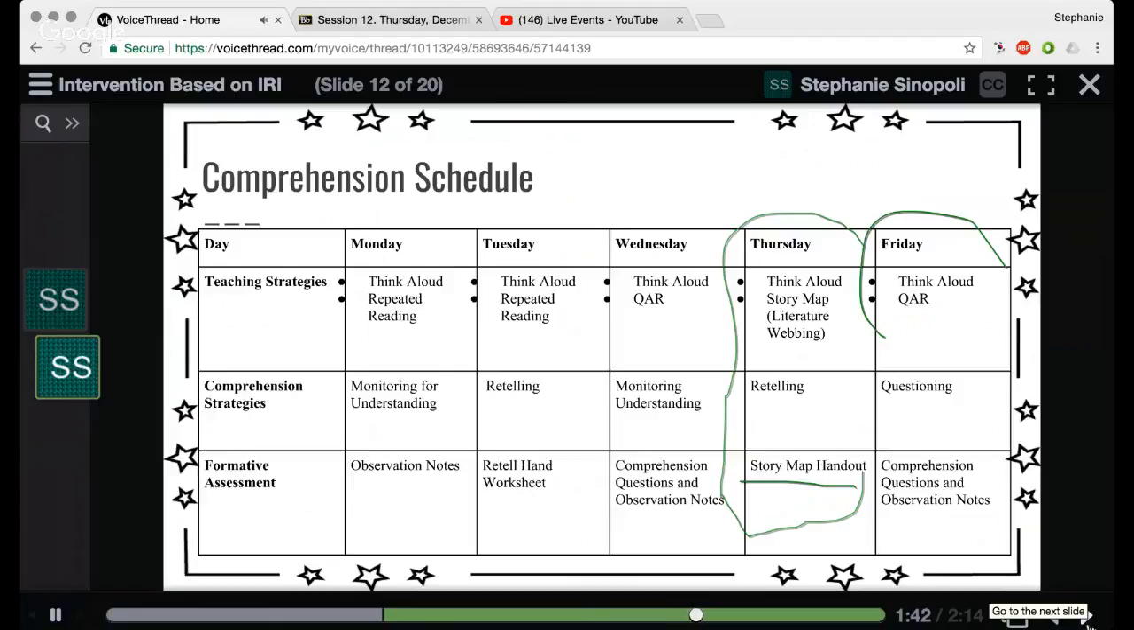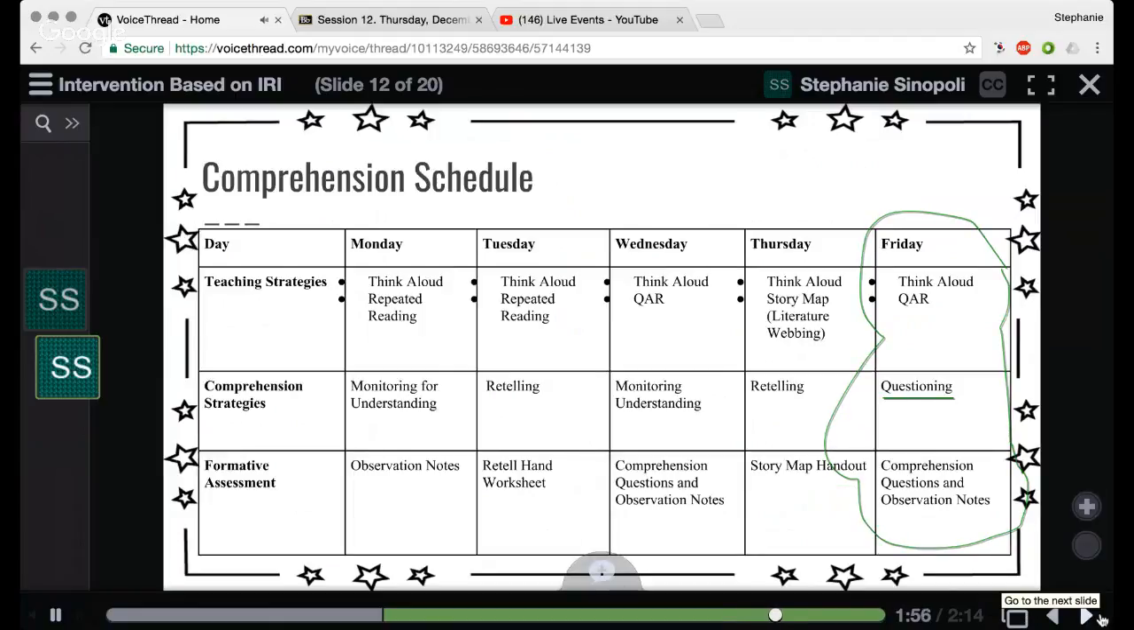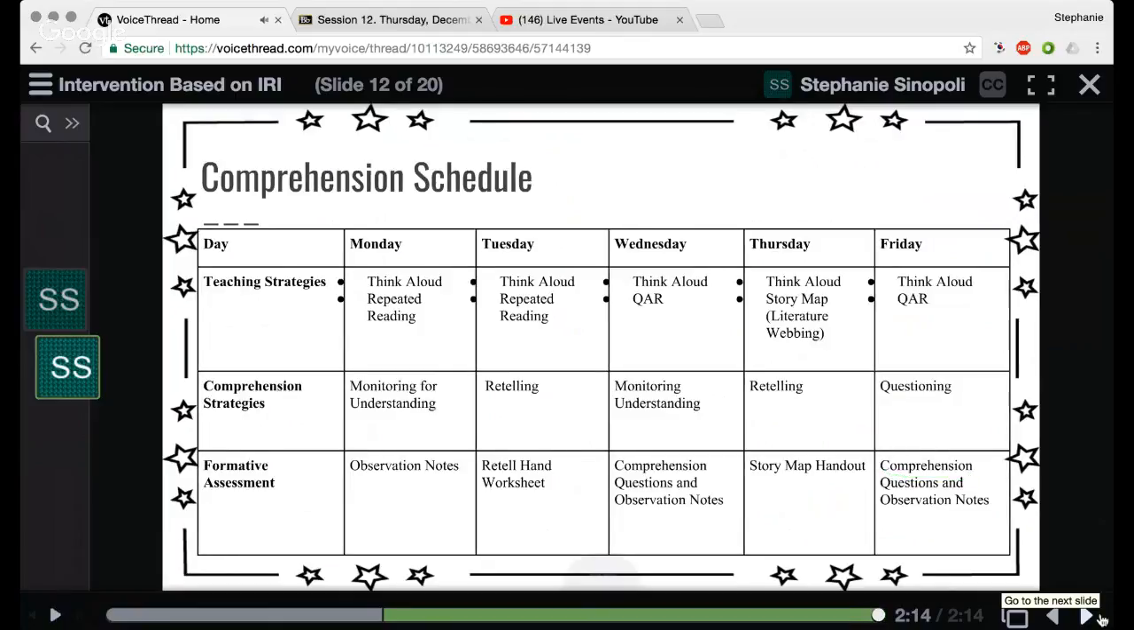And then on Friday, the teaching strategies will include Think Aloud again and QAR so that Jackie fully masters using the text to help her answer literal questions. And the comprehension strategy will be questioning so that Jackie can not only look for the answers in the text, but start to make her own questions so that she'll be able to answer the questions that she has a hard time answering. And the formative assessment for that will be comprehension questions for QAR again, and observation notes to make sure that she's using the appropriate words in questioning.